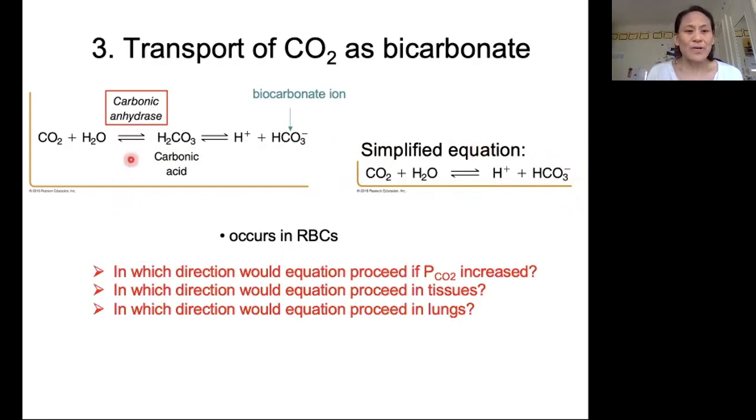Looking at these equations, what direction would the equation proceed in if PCO2 increased? What direction would it proceed in the tissues? What direction would it proceed in the lungs? Go ahead and hit pause, think about that for a moment, and then resume when you're ready.